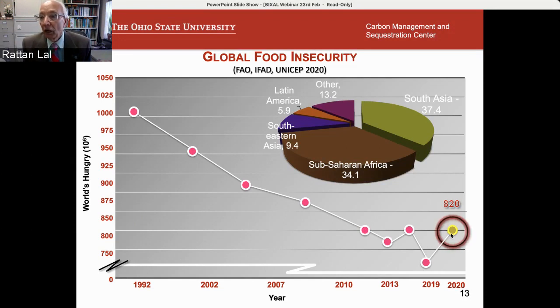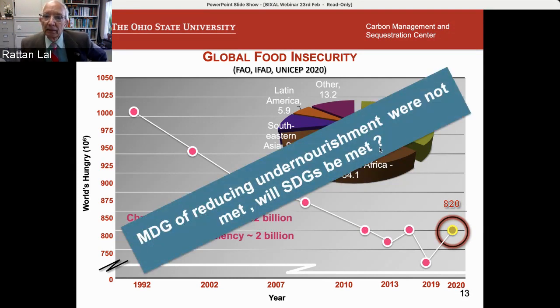Of this, South Asia has almost 37%, Sub-Saharan Africa 34%, Southeastern Asia 9 to 10%, Latin America 6%, and others 13%. South Asia and Sub-Saharan Africa account for most of the world's hungry people. This part, just as the Millennium Development Goal, unfortunately, the Sustainable Development Goal as of today is not on track. And we still have 8 years. We can do something even now.